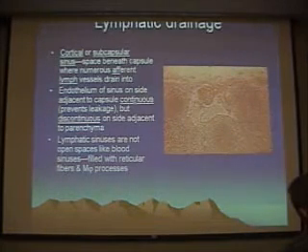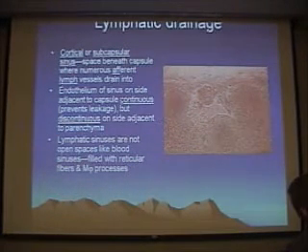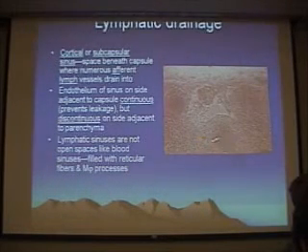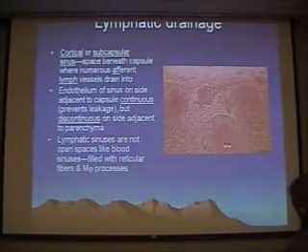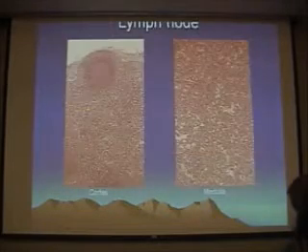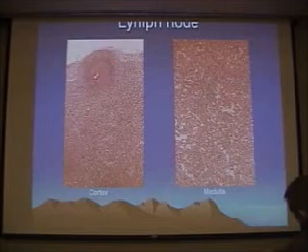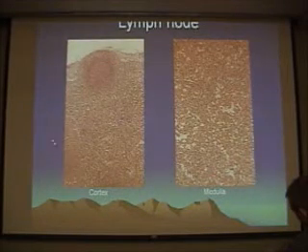Notice within the cortex we have these various follicles. So these little foci, dense aggregates of B cells, are primary follicles. If they contain a paler central region, a germinal center, they would then be called a secondary follicle. So here we have a nice view of a secondary follicle with its germinal center within the cortex.